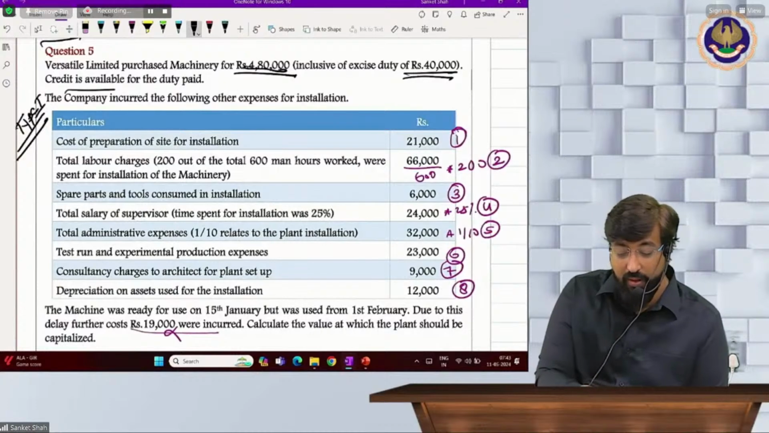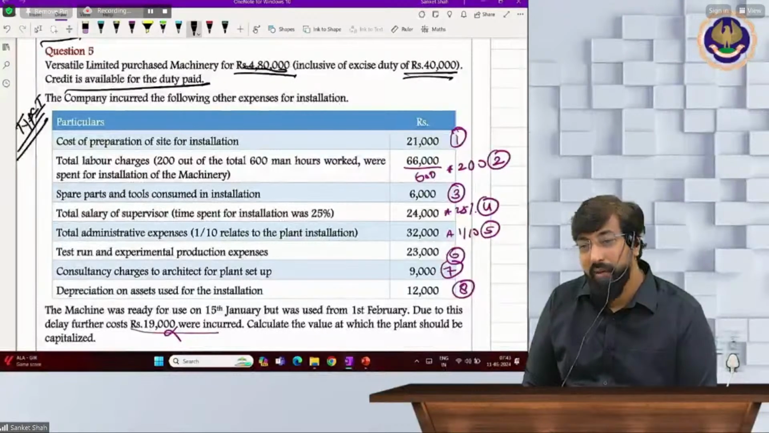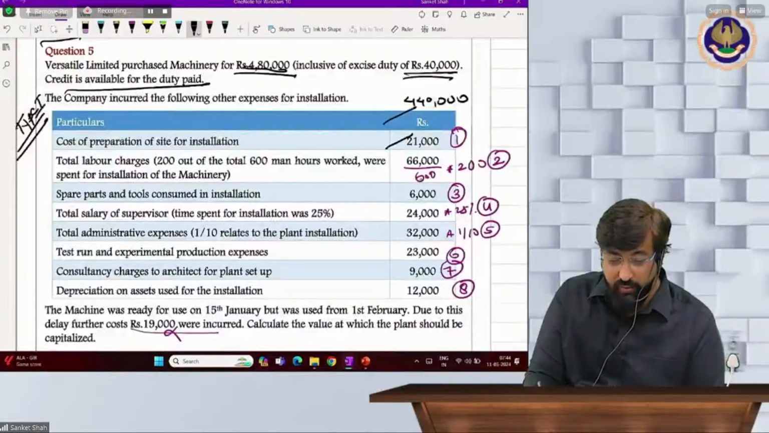Credit is available, simply given. If credit is not available, then we will consider. So 4,40,000, consider that. 21,000 we will add, labor charges. 22,000 we are going to add.